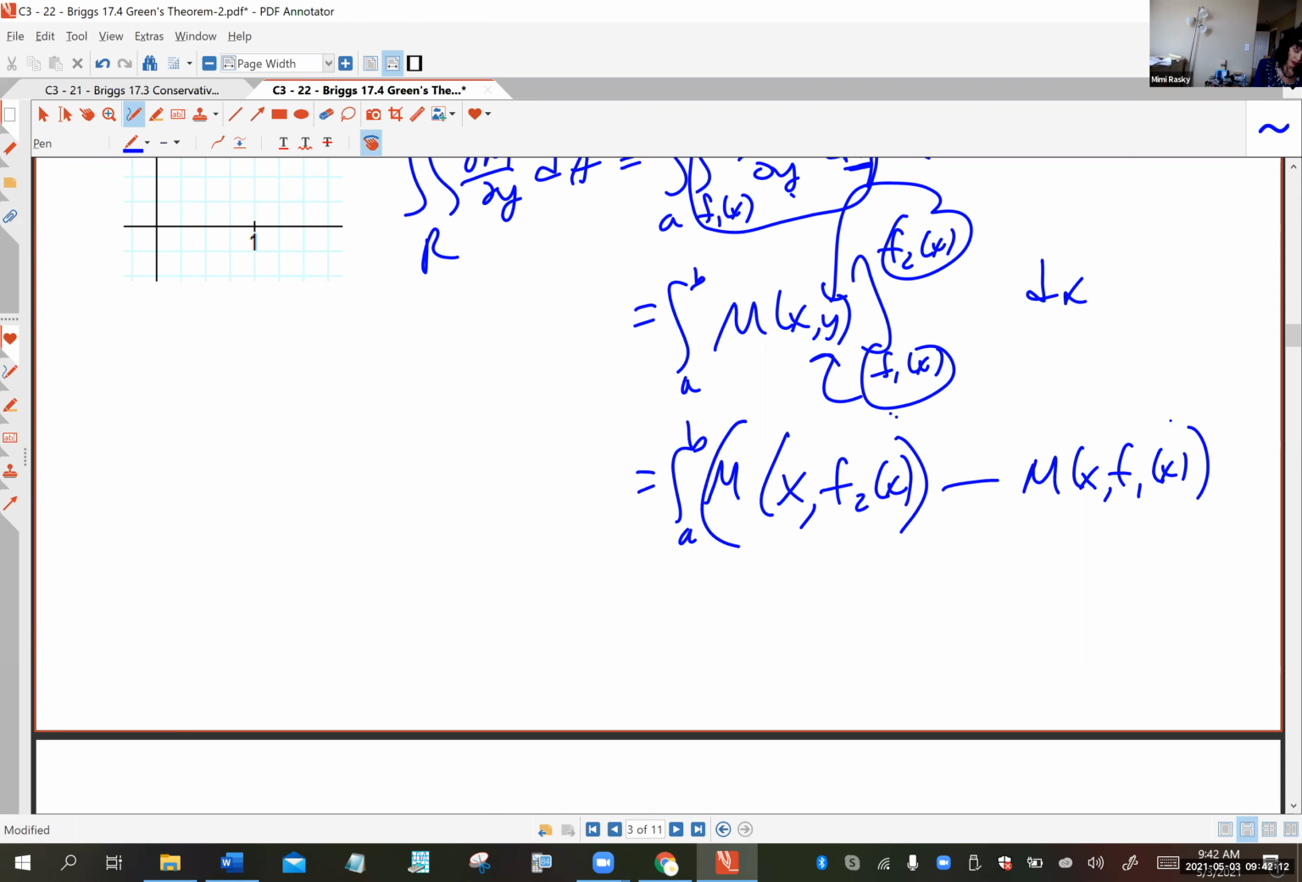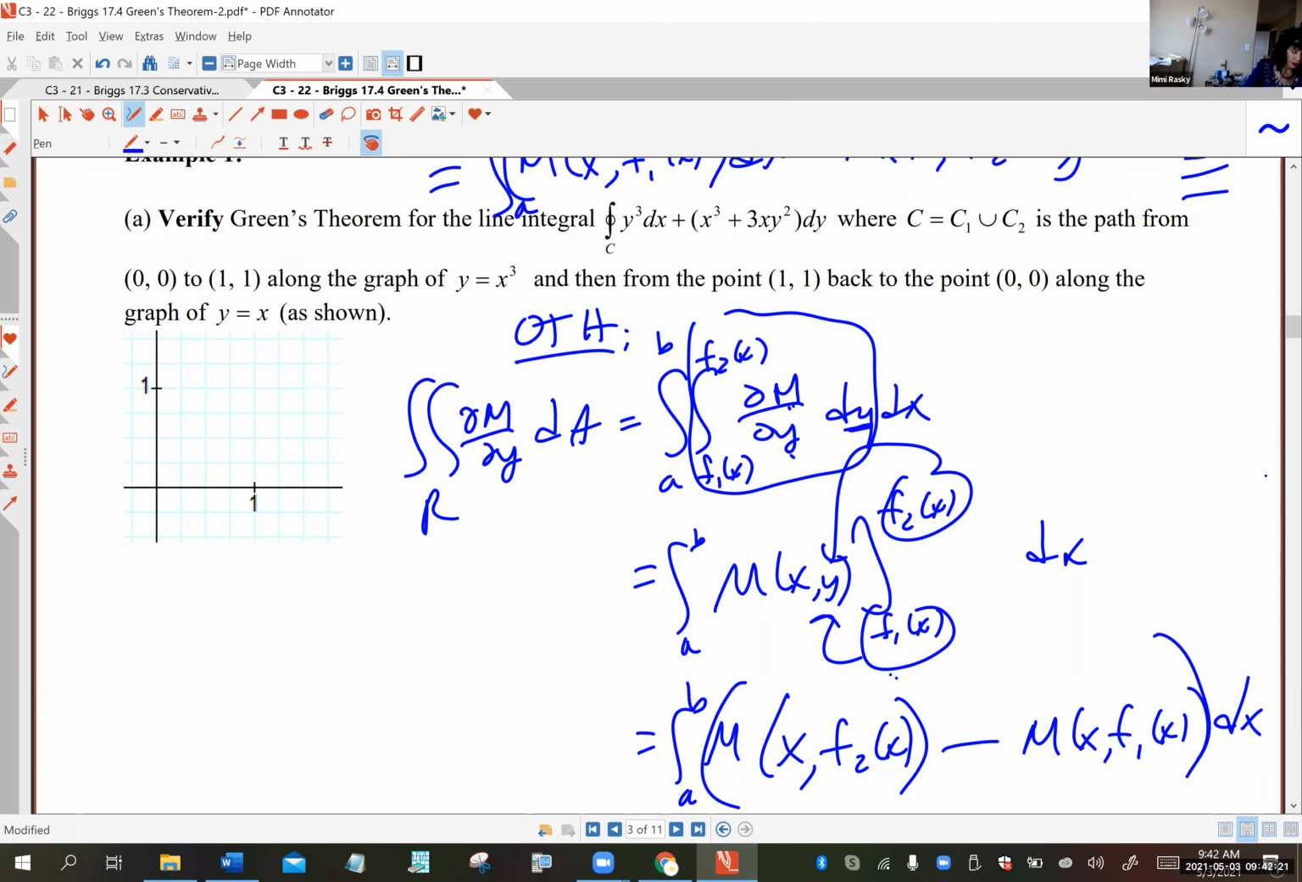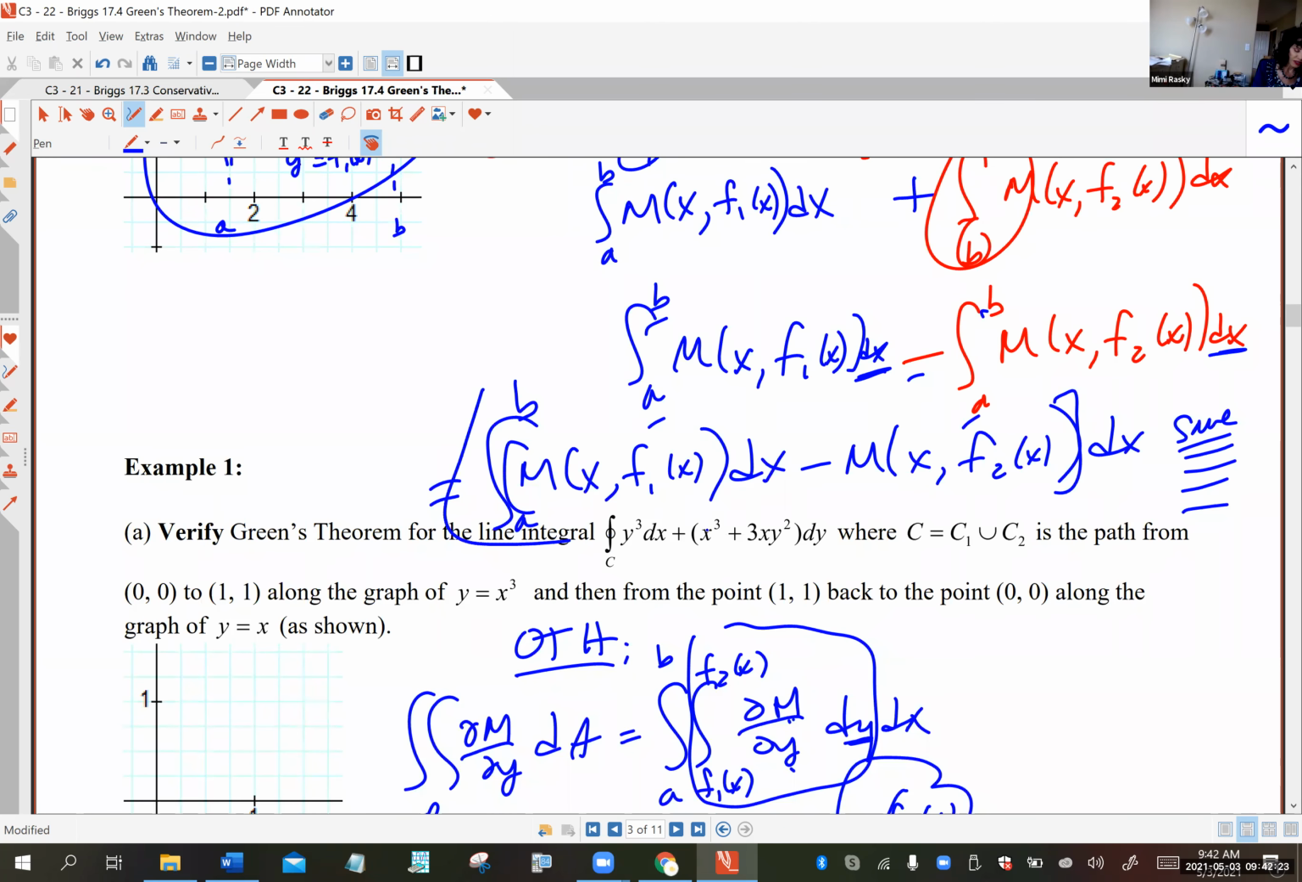And then we'll have to integrate this with respect to x. But wait a minute, stop for a second. Compare that to what I saved for later. Are these almost the same?